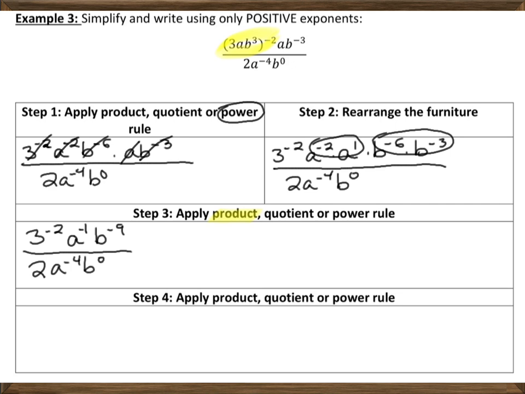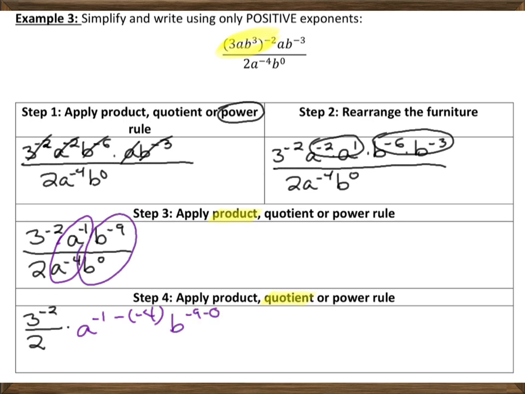Now I want to apply my quotient rule, right? So again, I'm going to ignore the constants, 3 to the negative second power divided by 2, just completely ignoring it. So I'm just going to apply that product rule. Let's change colors here just for fun. Purple's a nice color, it's my favorite color. So we have a to the negative first power minus negative 4. So be careful with your signs, right? The way I guard against making sign errors is I write out the work. Then we have b to the negative 9 minus 0 power.